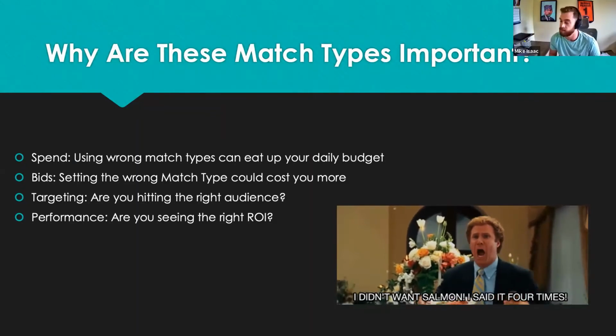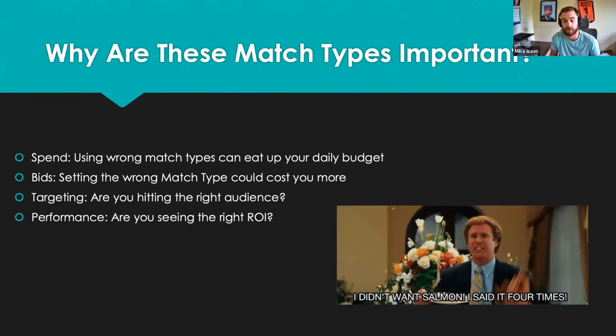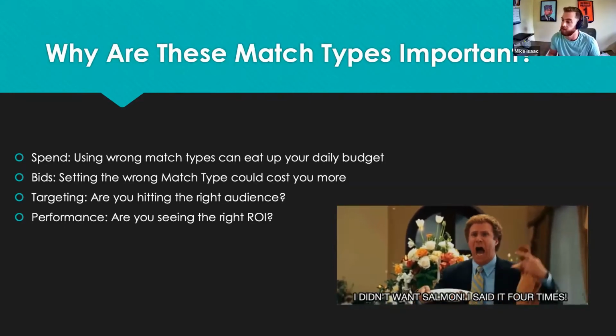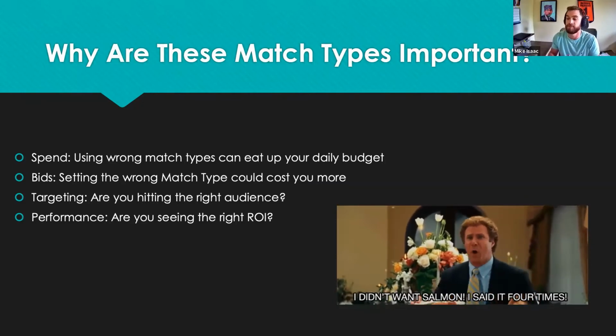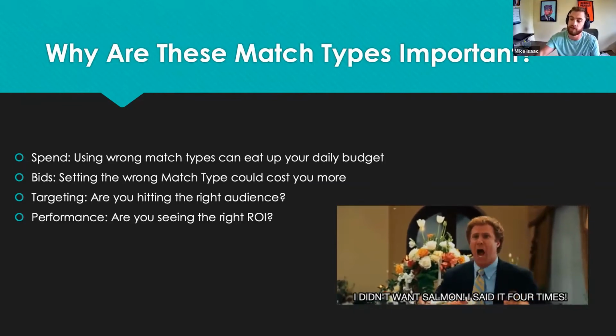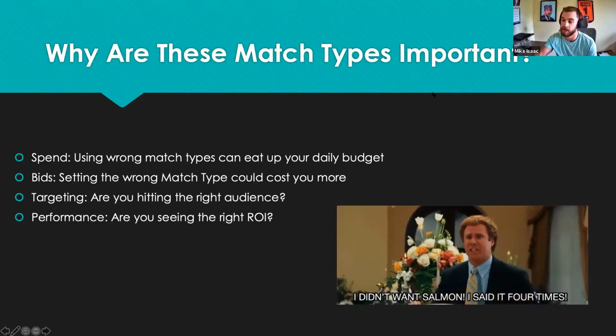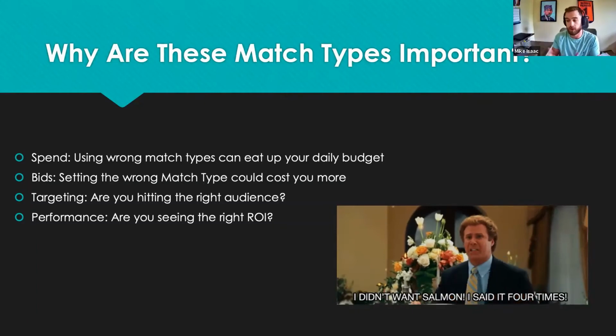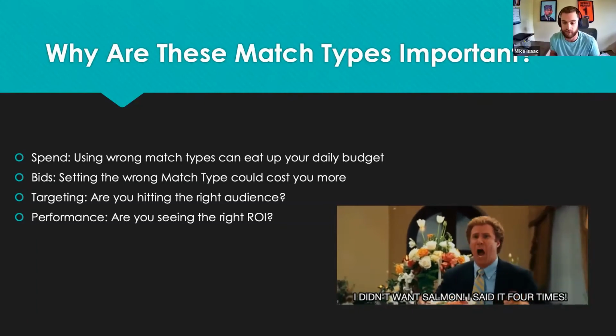In terms of the bids, it's the same kind of thing. If you set the wrong match type, it could cost you more. Depending on whatever keyword you're using, it's going to vary depending on how expensive that keyword is to bid for. So whenever you're setting those match types, it's really important to look at the actual cost per click of that keyword, because it goes into spend as well. You could just be eating up your budget at the end of the day and not targeting the right terms, which goes into the next point: are you hitting the right audience with your targeting?